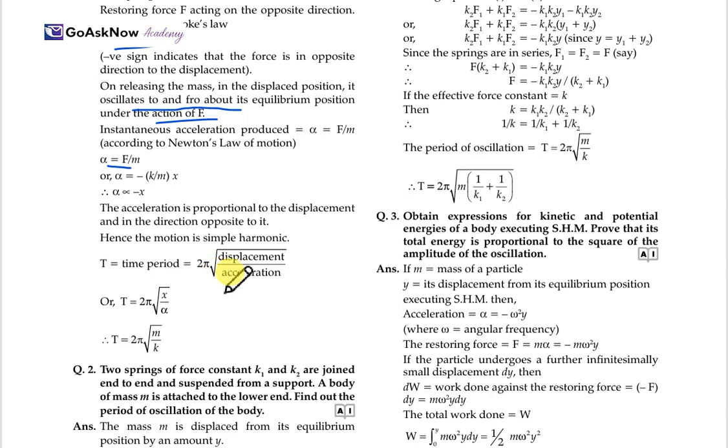T, the time period, is equal to 2 pi square root of displacement upon acceleration. T is equal to 2 pi square root of x upon alpha. Then T is equal to 2 pi square root of m upon k. And here it is proved. We have done the time period equation.